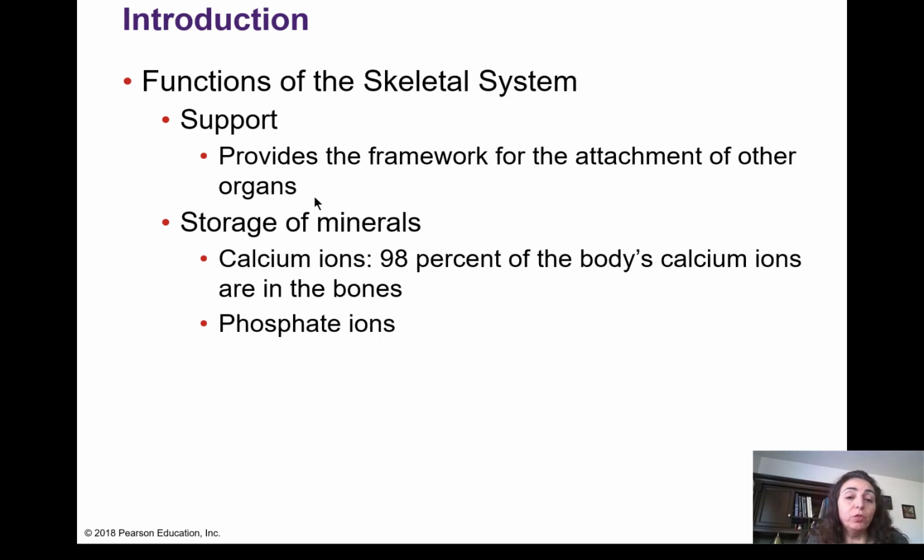They are a place for the storage of minerals. Calcium ions, for example, 98% of the body's calcium ions are in the bones. Where's the other 2%? That's inside of the blood vessels, right? Because what the body is using in chemical reactions is the ions of calcium. So 98% of them are stored in the bones. Only 2% is the amount that we need for all the chemical reactions that we need.